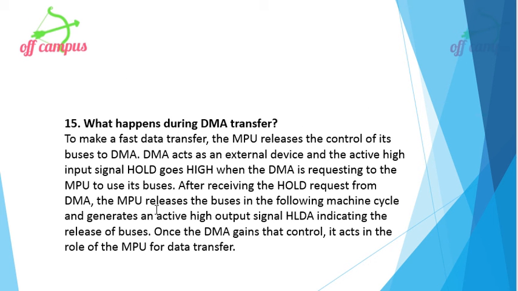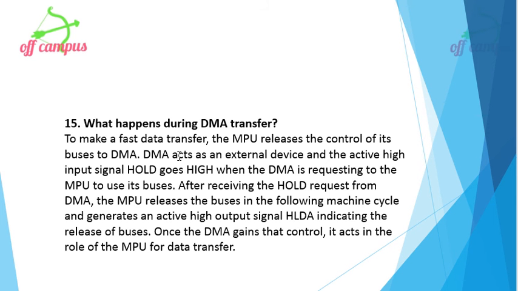Then what happens during DMA? What is actually DMA? Direct memory access. It is usually used to speed up the data transfer without using the microprocessor unit, directly accessing the memory location. Okay, we'll see now what happens here.